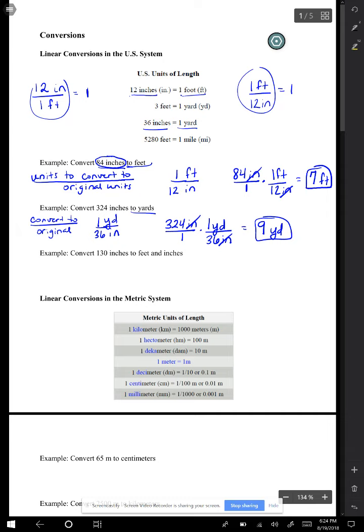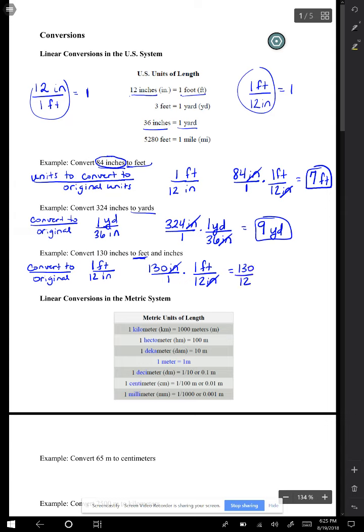And the last one of these is 130 inches to feet and inches. To get our conversion, we're going to worry just about the feet, and then in a minute I'll explain what they mean by feet and inches. So I'm converting to feet, and I'm converting from the original, which was inches. And again, we know that 1 foot is the same as 12 inches. So I'm going to multiply 130 inches by 1 foot over 12 inches. The inches will divide out, and I end up with 130 divided by 12.